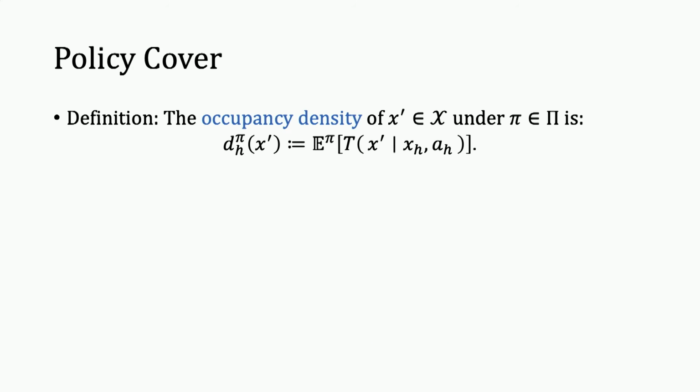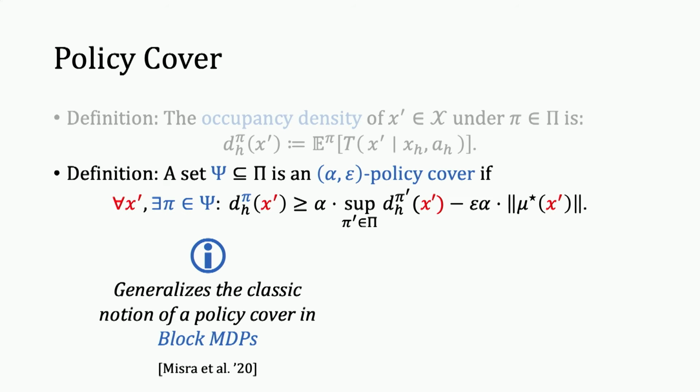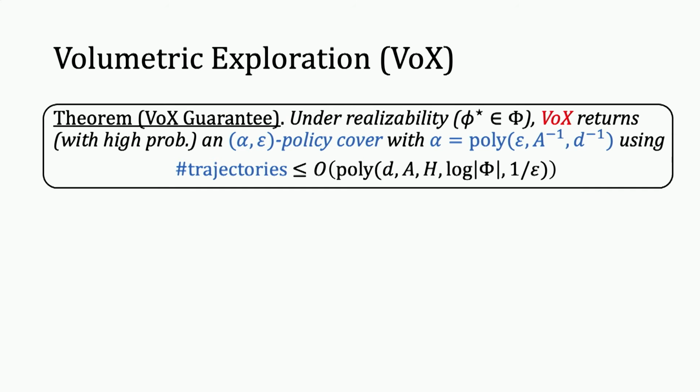So a policy cover, okay, I think I'm going to skip the details. This is just saying that the set is a policy cover if it has enough probability of reaching the state. Essentially, that's what this is.